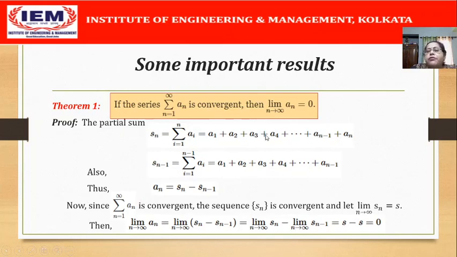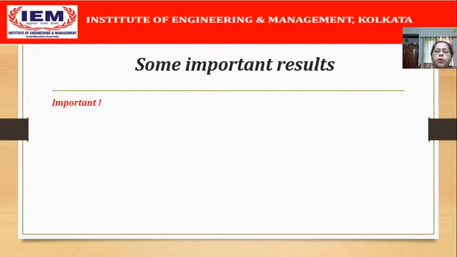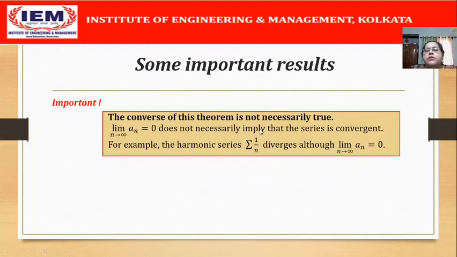And observe that if for a series we find limit an as n tends to infinity is non-zero, we can easily conclude that the series is not convergent, because for a convergent series we always have limit an as n tends to infinity equal to 0. But we should take note of a very important thing, that the converse of this theorem is not necessarily true. That means limit an as n tends to infinity equal to 0 does not necessarily imply that the series is convergent. See once more, if the series is convergent, then limit an as n tends to infinity must be 0. But the limit equal to 0 does not imply that the series is convergent.